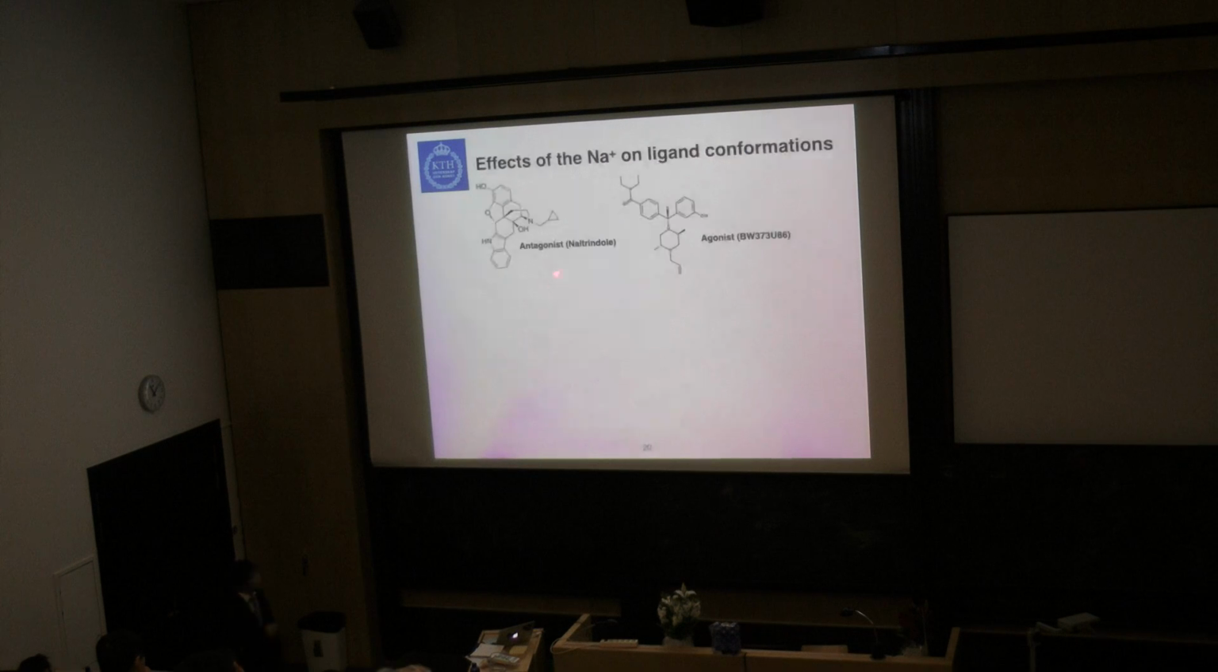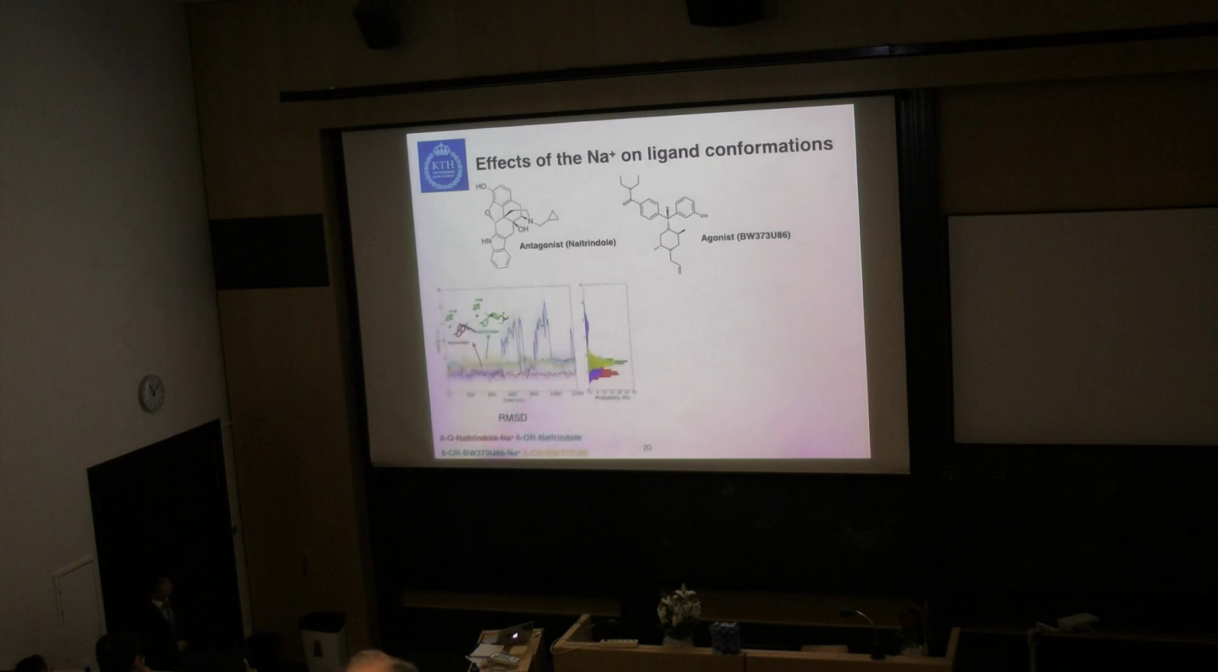Then we included the antagonist or agonist in the simulation. We found that from the RMSD value of the ligand in the simulation, if both the sodium ion and the agonist or antagonist are included in the simulation, both the antagonist and the agonist can stabilize in their original conformation as the red line and the blue line. However, if we remove the sodium ion from the system and just include the antagonist or agonist in the simulation, a big conformational change is observed for the antagonist from the RMSD values, as indicated by the blue line here.